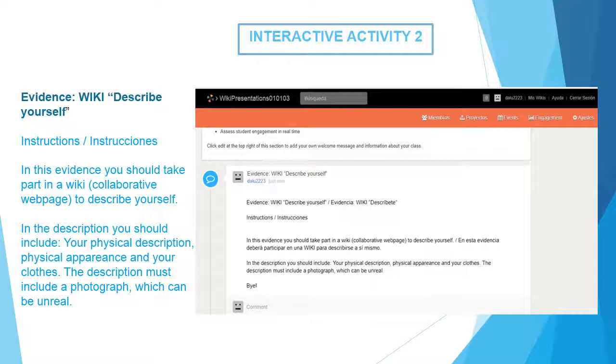The description must include a photograph, which can be unreal, because some people don't like to put real pictures in these web pages. I understand that situation. Some people are more private, so they don't like to share pictures on the internet.